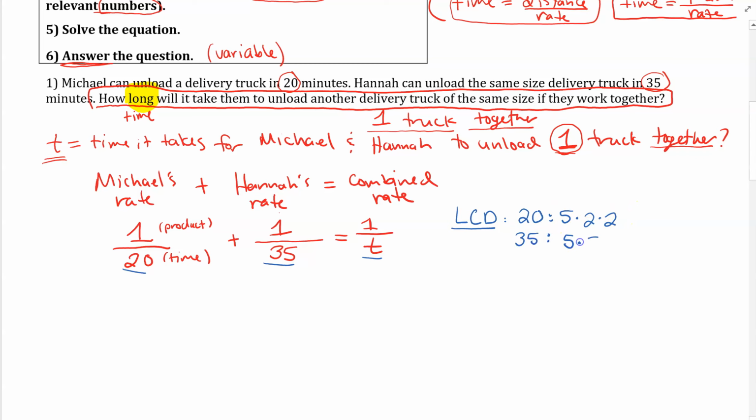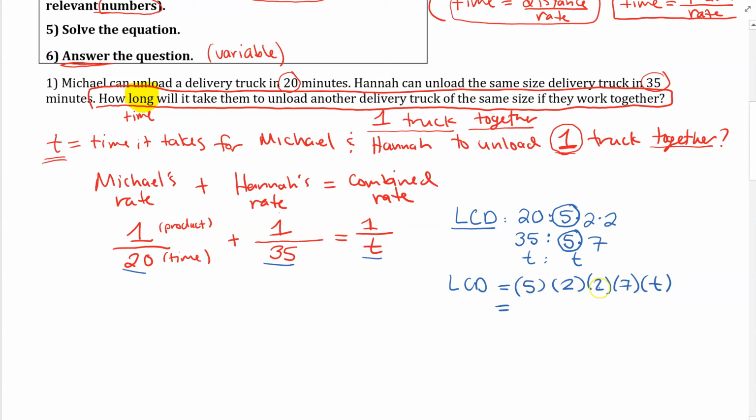35 can break into 5 and 7, and then T is just T. So I can see there's a common factor of 5. I only need that once, and then I need all of these remaining factors. So my LCD is going to equal 5 times each of the remaining factors: 2, 2, a 7, and a T. Okay? If I multiply all that together, I get 10 times 14, right?